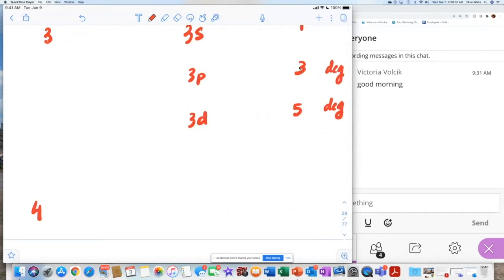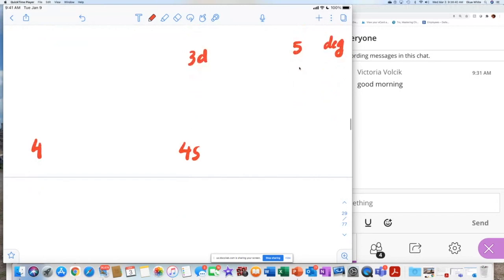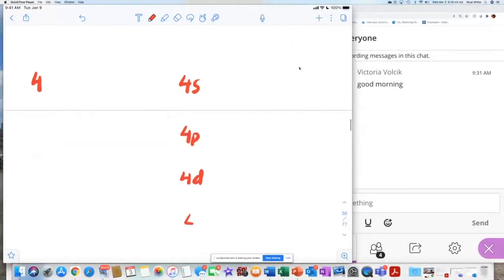I'll just end with that one. We have 4s, we have 4p, we have 4d, and we have 4f. So for this, remember, s's we always have one orbital, p's we always have 3, d's we have 5, and then f we have 7.